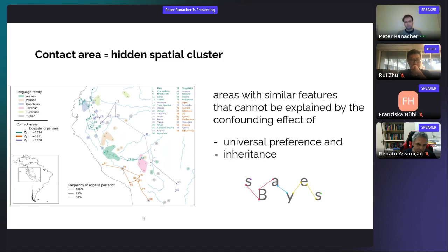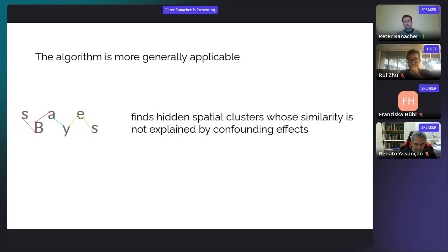So what you can see here is the application of this SBayes algorithm. That's actually from a recent publication from last year, where we applied the SBayes algorithm to find language contact in the Americas. So these are the contact areas that we found, and these are areas where languages are similar, but they are similar in a special way. They are similar such that these similarities are not explained by universal preference, and they are not explained by inheritance. And thus, because this algorithm can distinguish between different types of similarities, we call it an algorithm for finding hidden spatial clusters.